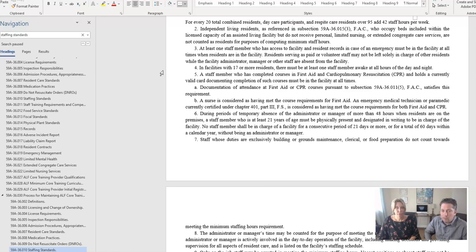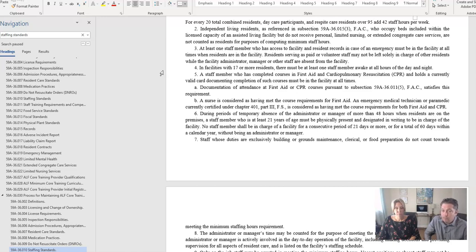They'll see your schedule. So the best thing to do, everybody get trained in it, right? And you're covered. And actually, it's probably a good thing. So a nurse is considered having met the requirements of first aid. An emergency medical technician or paramedic currently certified is considered to have met the course requirements for both first aid and CPR.